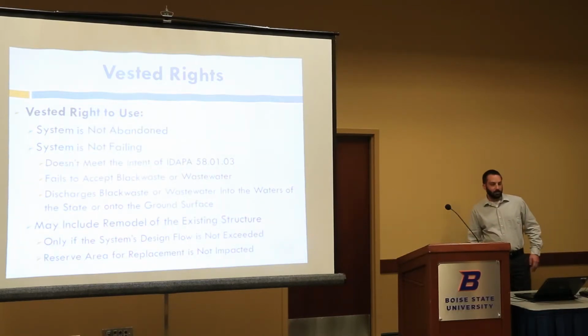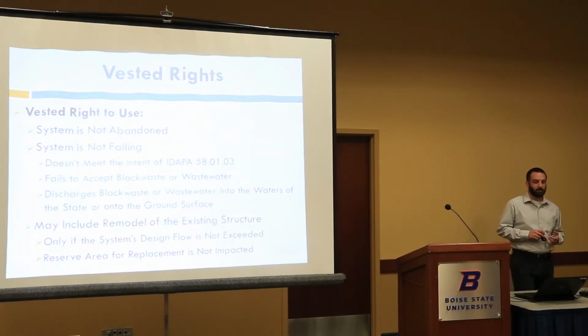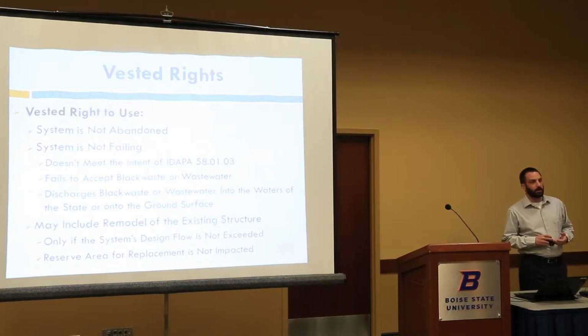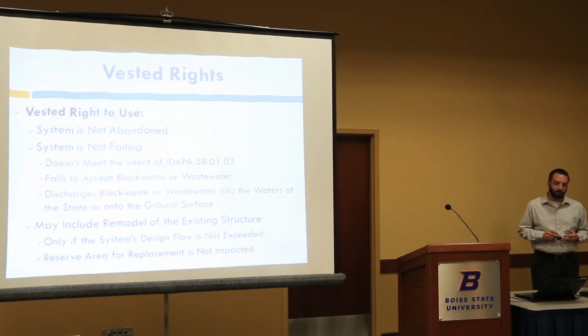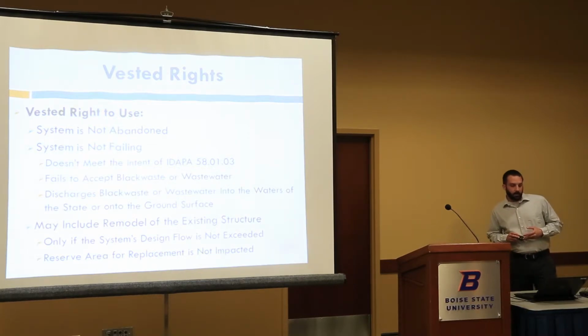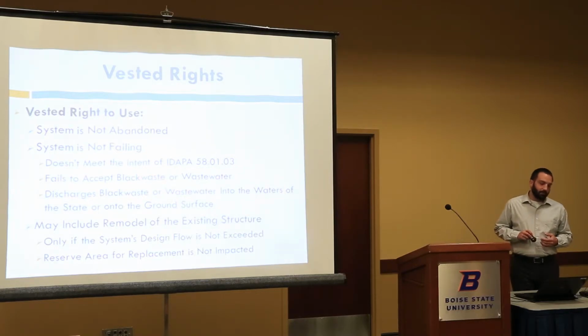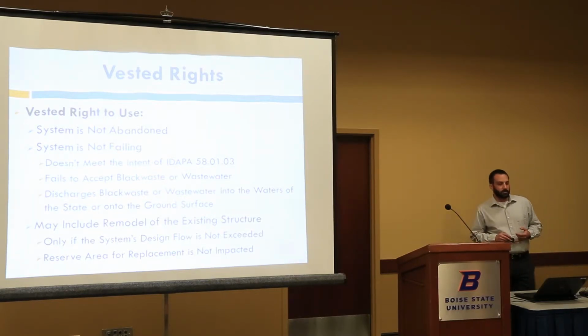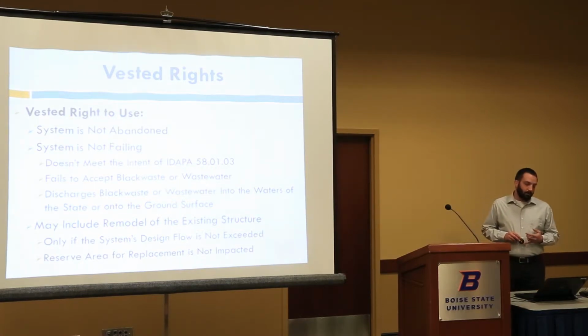So with the vested right to use, it has to be a system that's not abandoned, and it has to be a system that's not failing. And just because something's not connected, the district may not call it an abandoned system, especially if they've got a decent permit record for it, but it's up to the district in each specific situation on how they're going to interpret that. A system's considered failing if it doesn't meet the intent of the subsurface rules, if it fails to accept black waste or wastewater, or it discharges wastewater into the waters of the state or onto the ground surface. So it can't be a failing system. And the vested right to use also includes the remodeling of an existing structure.